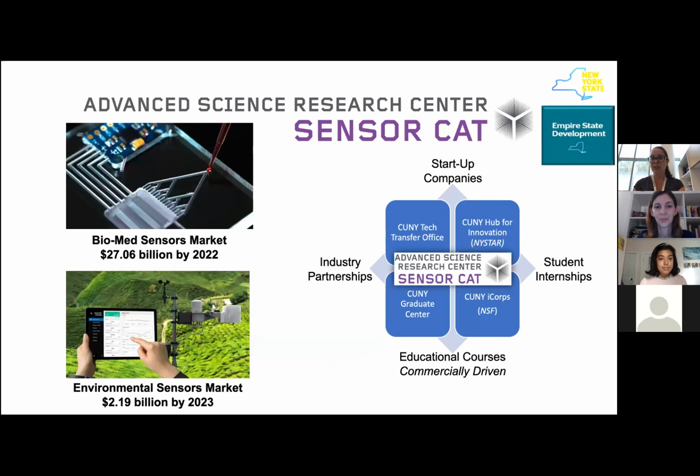We're starting this in one program. Last summer we received a grant from the state, which is called the SensorCAT. It's a Center for Advanced Technology. It's about building and designing novel sensors in both the biomedical market and the environmental market, which I think everyone would agree are incredibly urgent needs. Also, from a scientific and technological perspective, it's fascinating to work on.